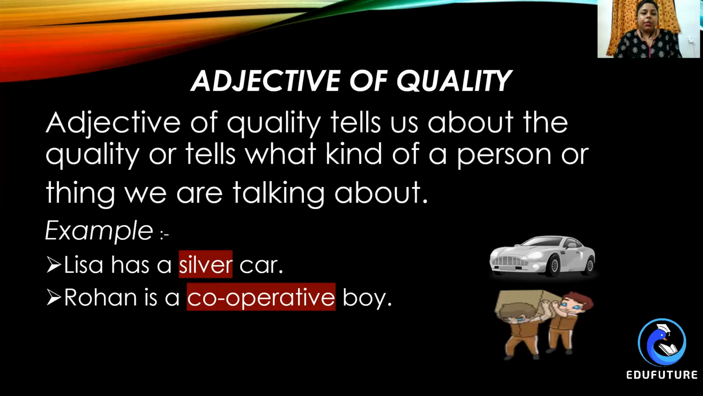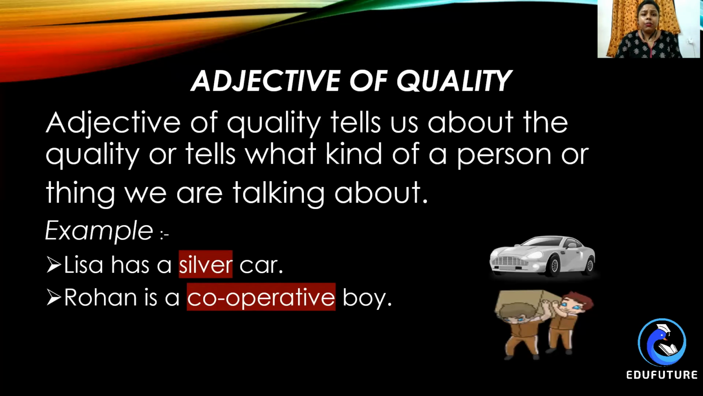Look at the second example. Rohan is a cooperative boy. What kind of boy is Rohan? He is cooperative. That means he is helpful. Similarly, there can be other examples as well, like green, kind, polite, gentle, cheerful, beautiful, wonderful, mesmerized, dangerous, terrific. These all are words which describe the quality of something. That means it tells us something about a person or about a certain thing.